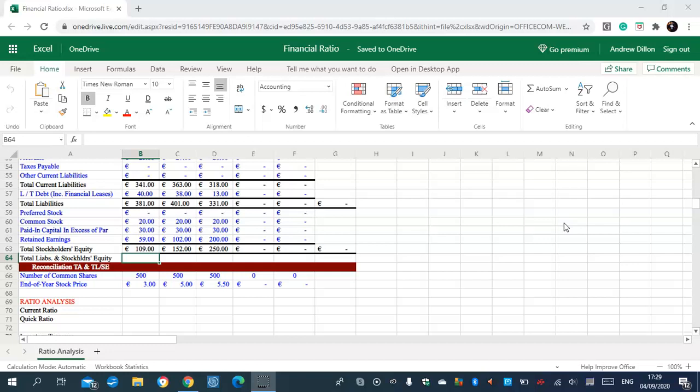Right, so I've finished the total stockholders' equity, which is based on the preferred stock, common stock, paid-in capital in excess of par and retained earnings. So the next step I need to do is to calculate the total liabilities and the stockholders' equity. Here's how to do that.